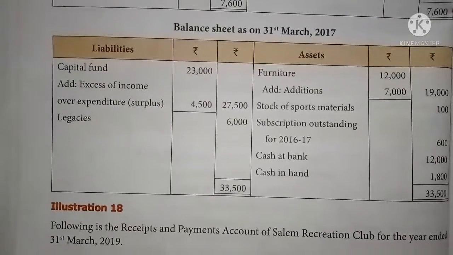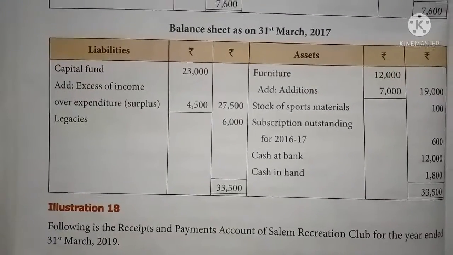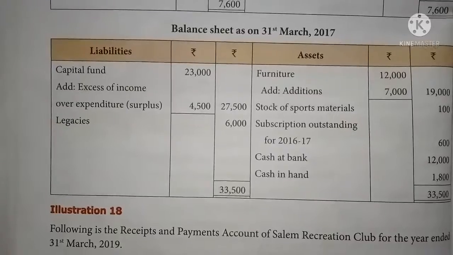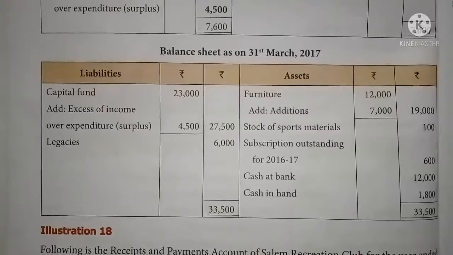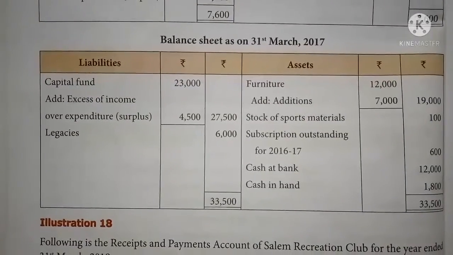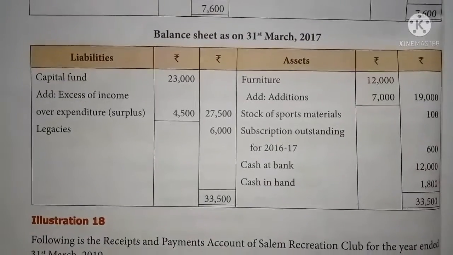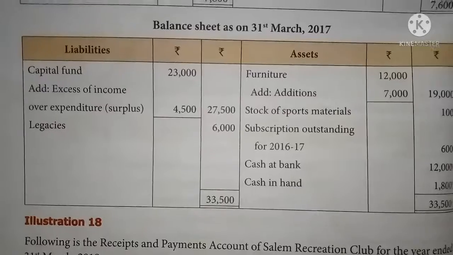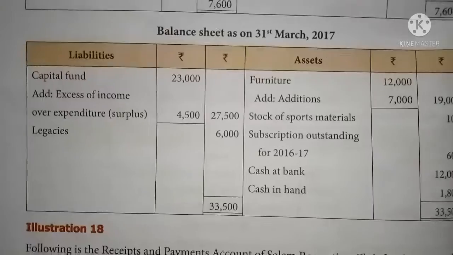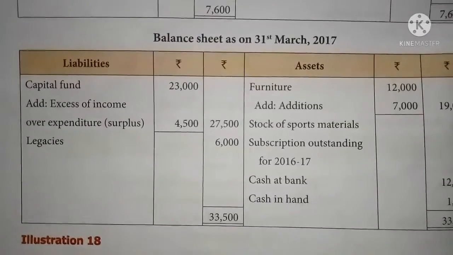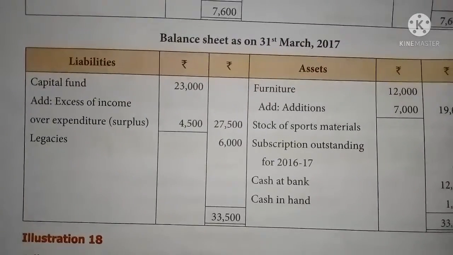And then subscription outstanding current year rupees 600 is given in the adjustment. Then cash in hand, cash at bank is the closing cash balance, bank balance. It is given in the payment side of receipt and payment account. And the liability side point of view, capital fund, it is given in the adjustment rupees 23,000. Add surplus, that is excess of income over expenditure. The amount is 4,500. So the total amount is 27,500. It is the total capital fund.